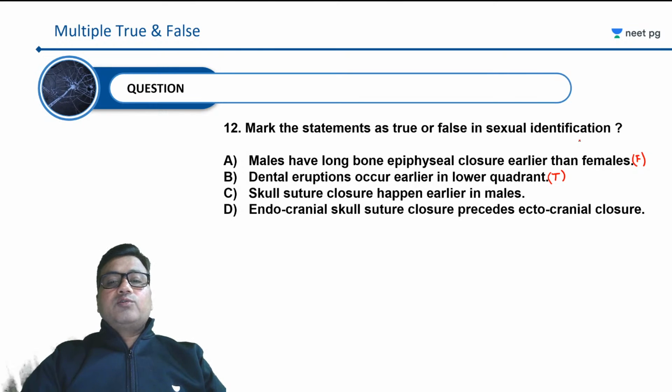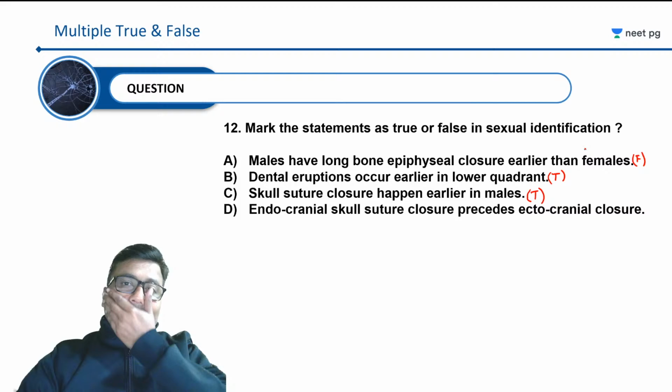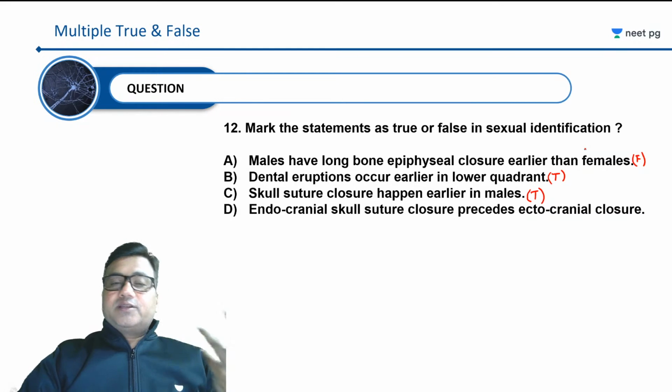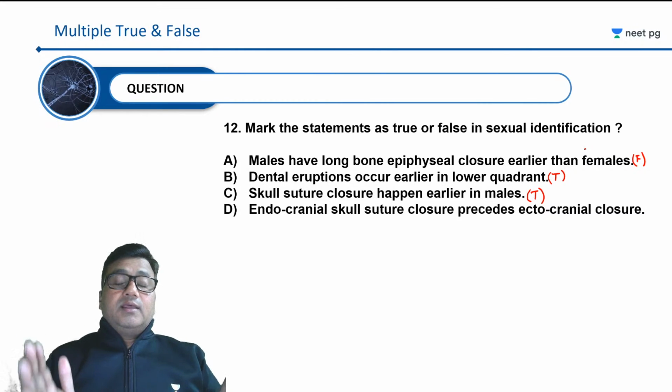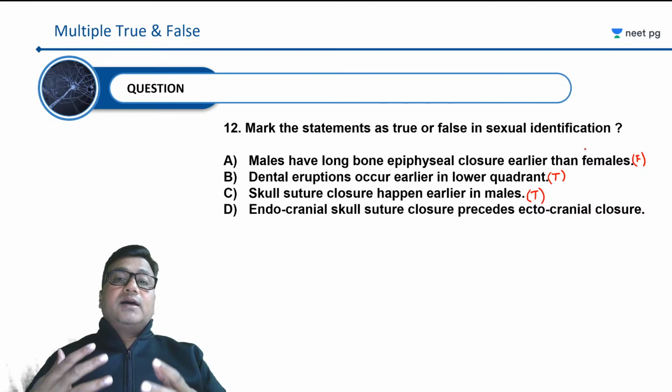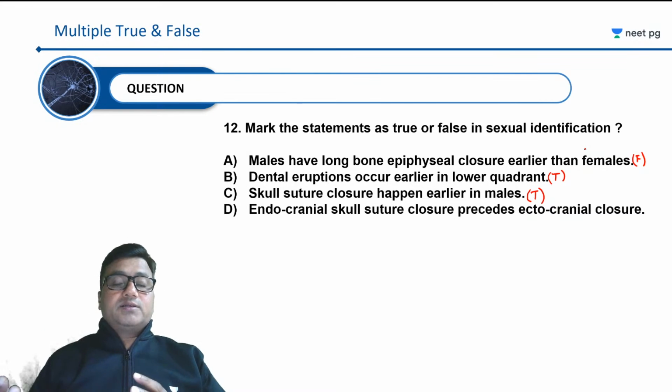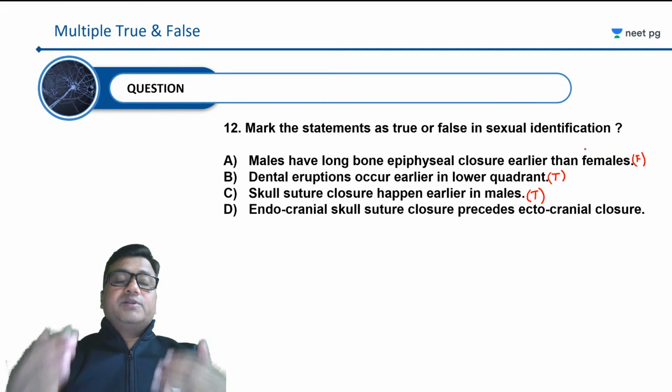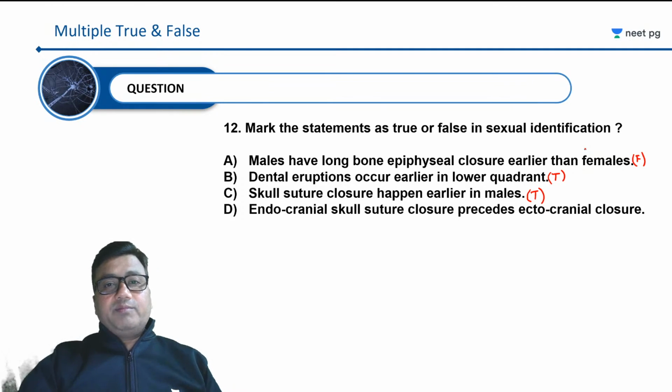Then skull suture closure happens earlier in males. This is also a true statement, and this is one of the only exceptions that you should remember, that some kind of a bony phenomenon happens earlier in males as compared to females, and that is closure of skull suture. It happens earlier in males as compared to females.